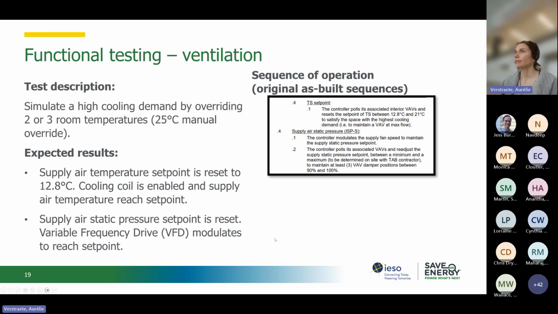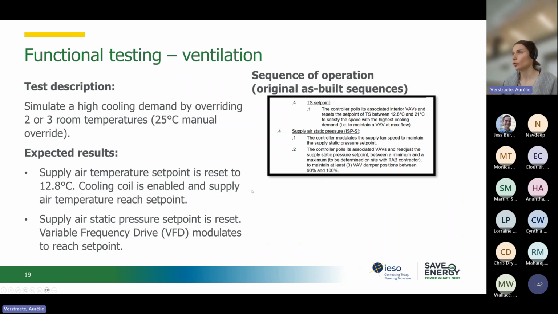Here, the expected results are that the supply air temperature set point will be reset, the cooling coil will be enabled, and the supply air temperature reaches the set point. Then the supply air static pressure set point is reset, and the VFD will modulate to reach that set point.